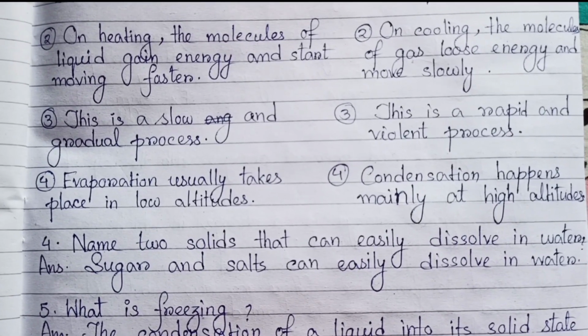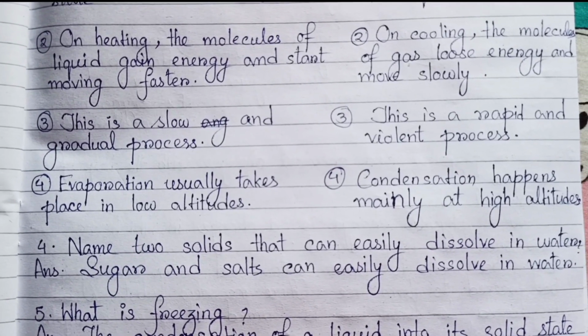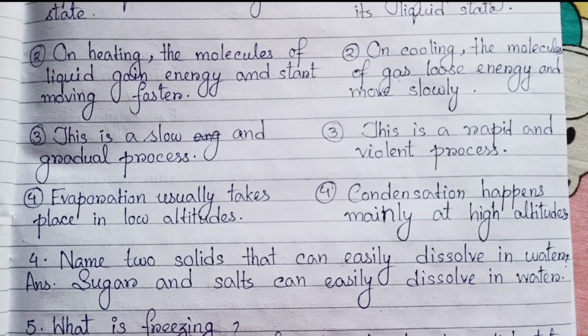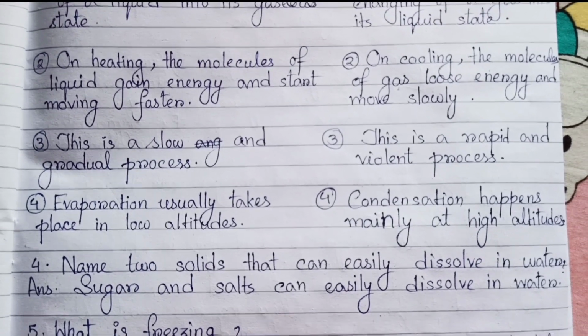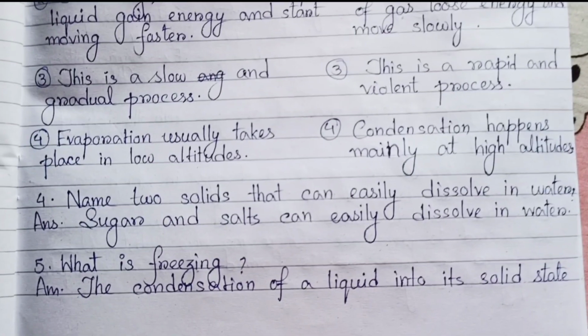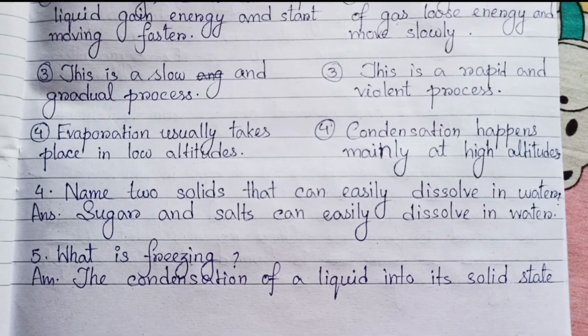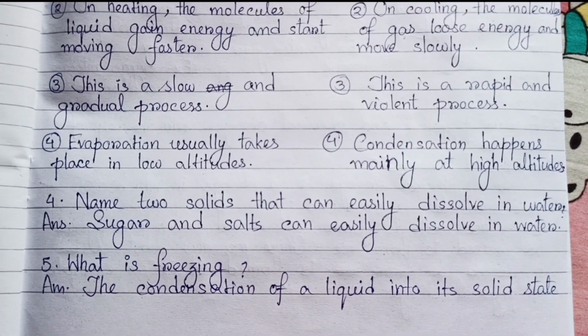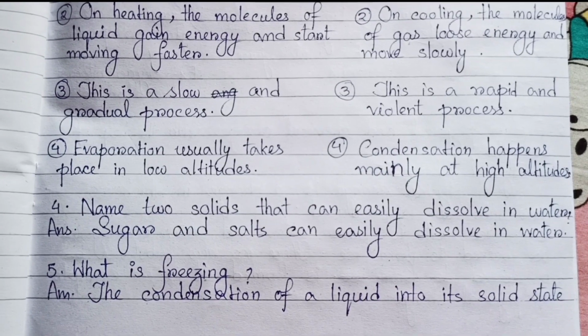Number 4, evaporation usually takes place in low altitudes. And number 4, condensation happens mainly at high altitudes. Number 4, name 2 solids that can easily dissolve in water. Sugar and salts can easily dissolve in water.